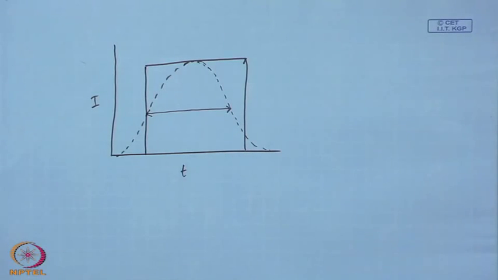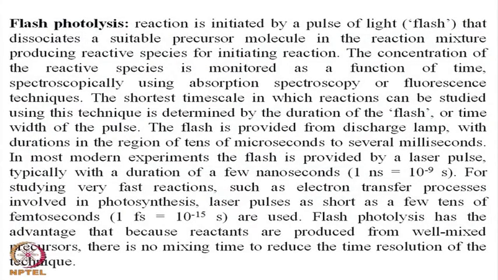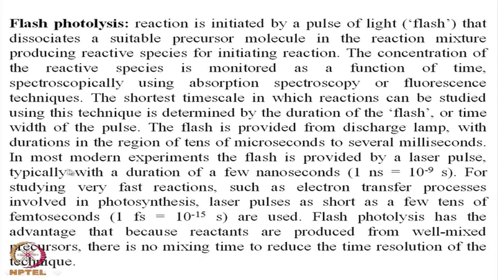Now, in earlier days, the flash was provided from a discharge lamp, with duration in the region of tens of microseconds to several milliseconds, like the flash in a camera. But in most modern experiments, the flash is provided by a laser pulse. In our next lecture, I will give you a brief introduction of laser.